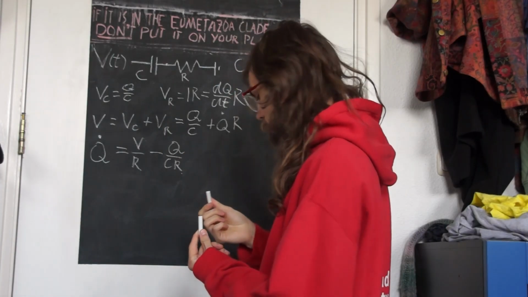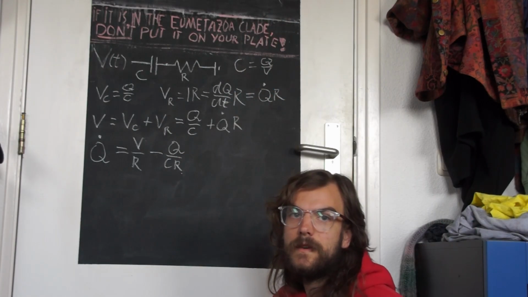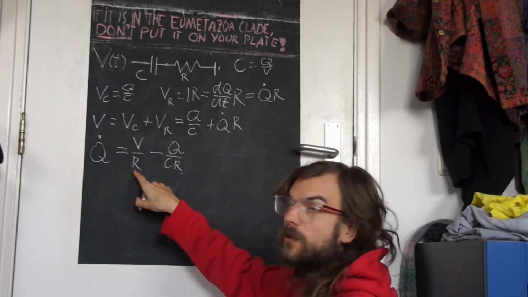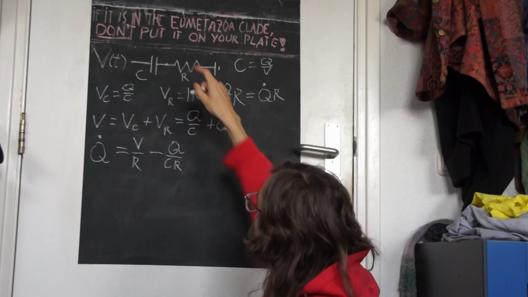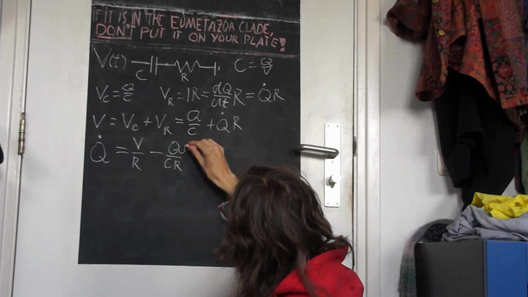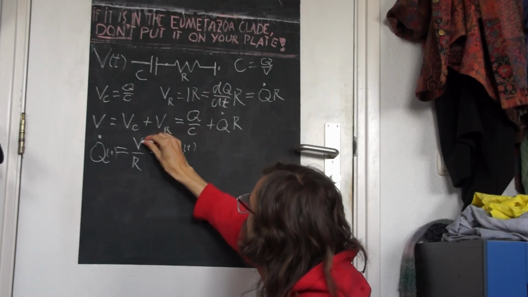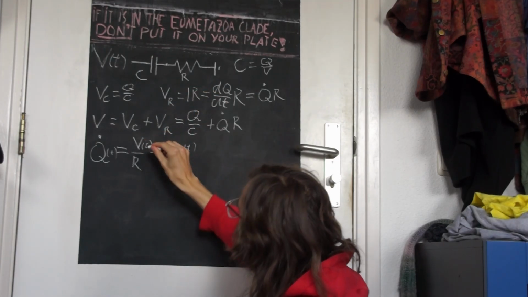Oh, there goes my chalk. Let me be a little bit more clear. C and R are just constants. They are determined by our circuit, but the charge Q is a function of time, and its derivative is also, and our input voltage was also a function of time.